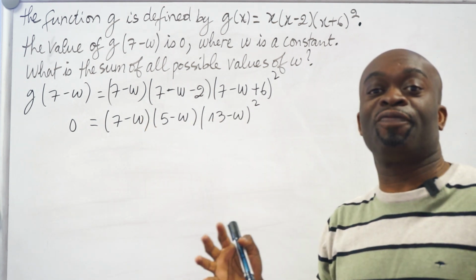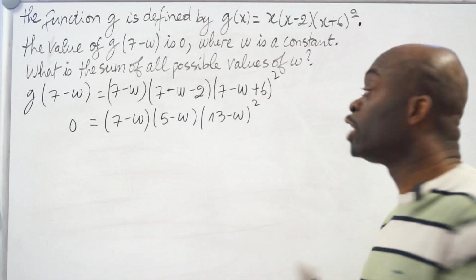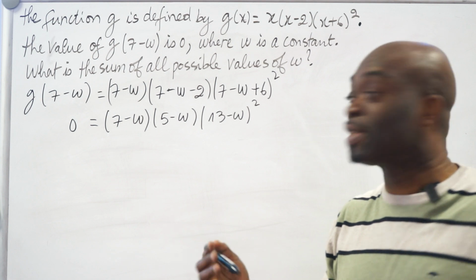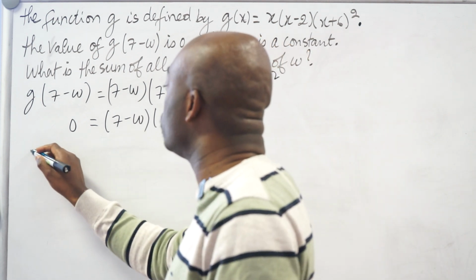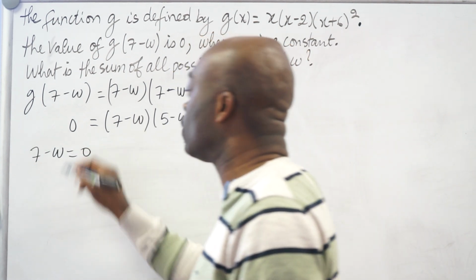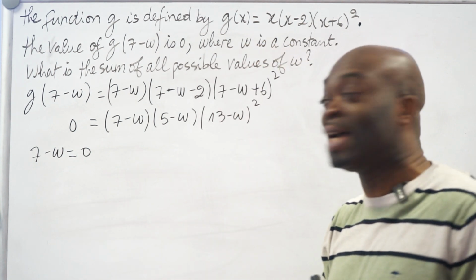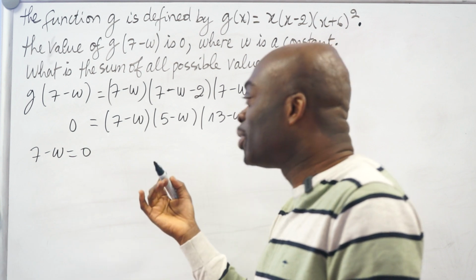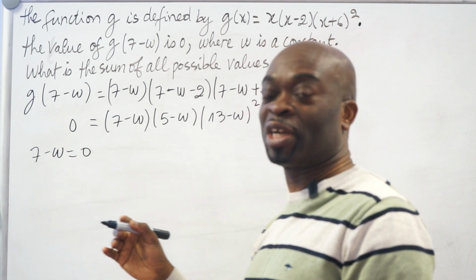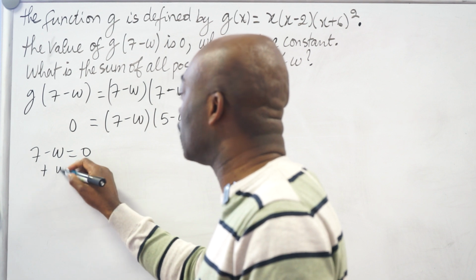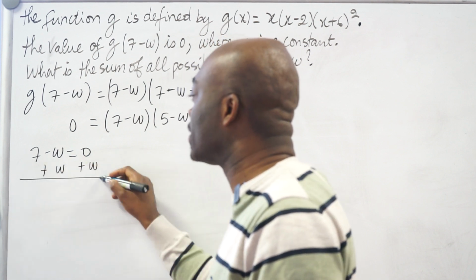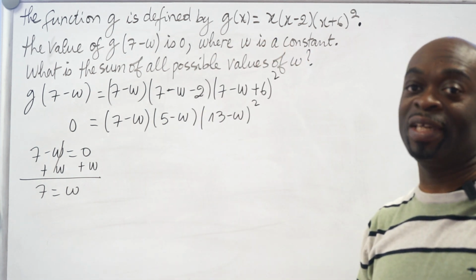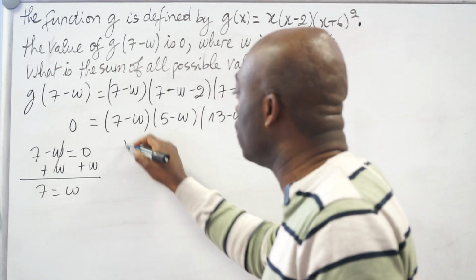Because it's the product of the factors, we can take each of the factors and set it equal to 0. Each of them set equal to 0. That means we can do 7 minus w equals 0. Then we solve for w from there, right? To solve for w, we can add w to both sides, or we could subtract 7. Whichever works better for us. We can do plus w because we want w to be positive. So it's 7 equals w, or w equals 7. Same thing. All right?